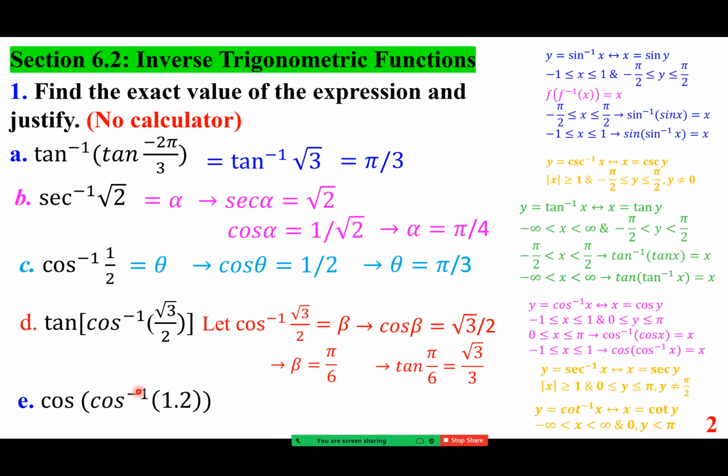Cosine of cosine inverse of 1.2. This is undefined. Why is that? Because this must be between negative 1 and 1. 1.2 is larger than 1. Remember, for sine and cosine, the y-coordinate is between negative 1 and 1, and it can be the endpoints, namely negative 1 as well as positive 1.